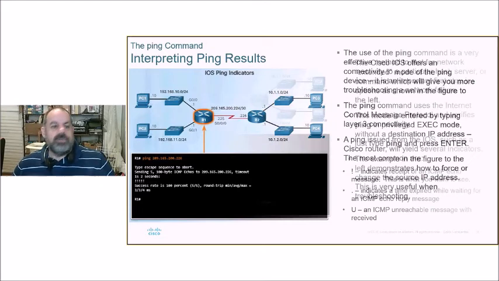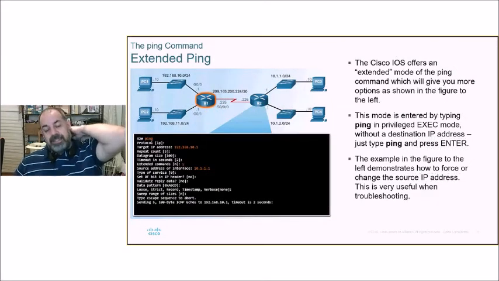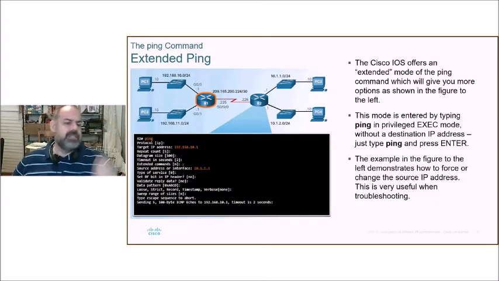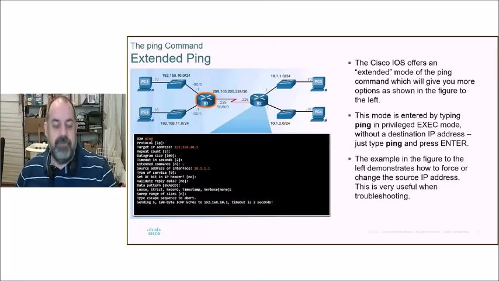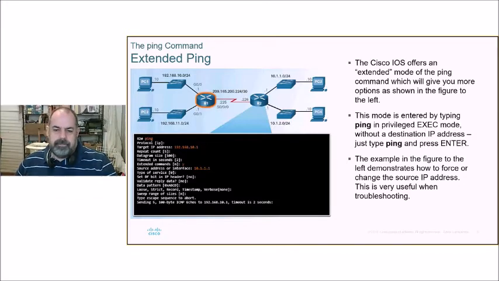You can also do an extended ping. You need to have privileged exec mode to do this. If you just type in ping, it will ask you a whole pile of questions. Instead of the default 5, you can specify different information, so certainly useful. You can actually change your source address to be a different network number, just to see how it works.